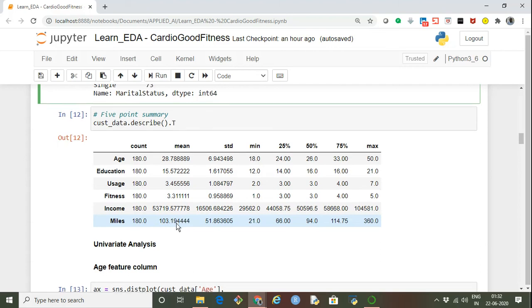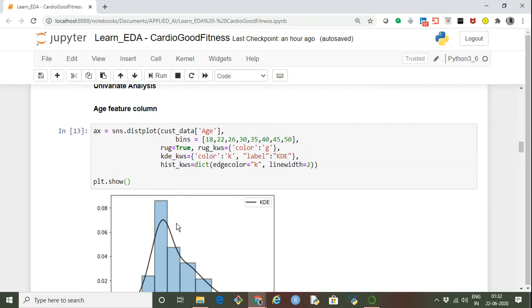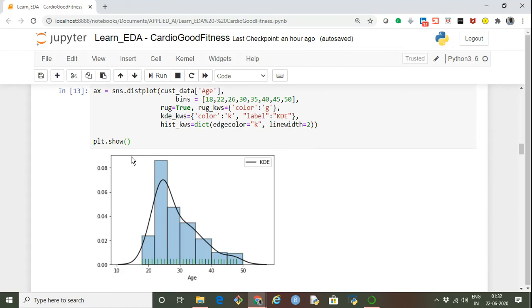Okay, let's do some univariate analysis. So what I am doing here is first I am using the age column and I want to create a histogram of this age column. So using distplot, I am just creating the histogram. So if I see, this histogram is close to normal distribution, but it is slightly right skewed.